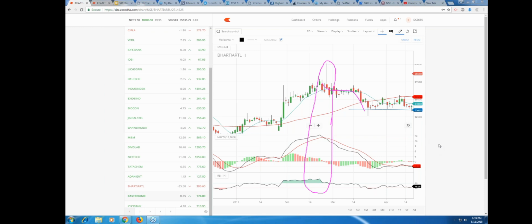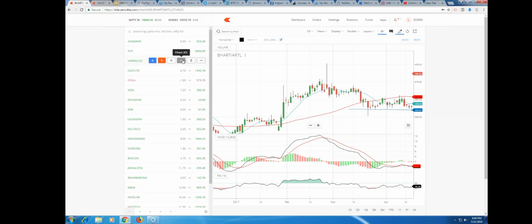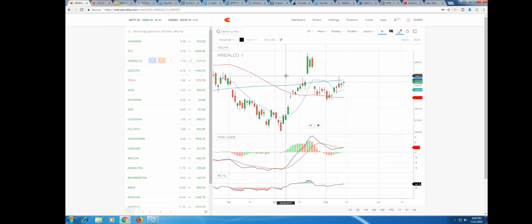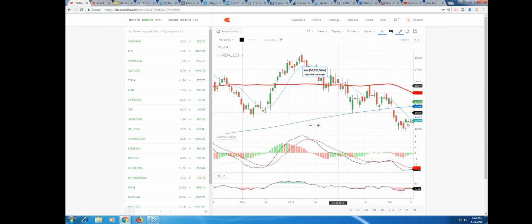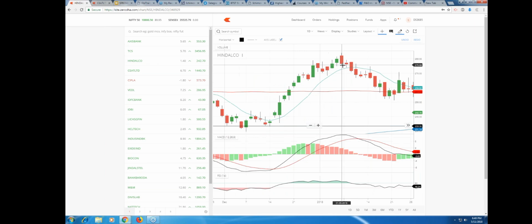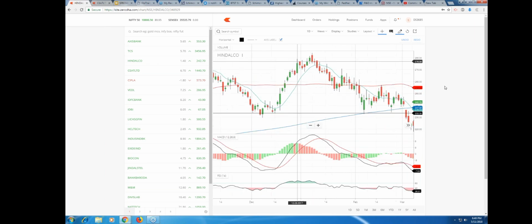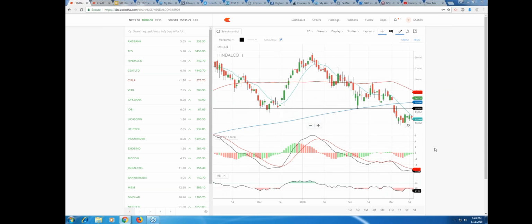I'll show you many other places and many other trades. One I remember is in Hindalco. Very beautiful trade. You will be able to see clearly. See here, this is bearish engulfing pattern, MACD crossover, RSI crossover, and this gives you a beautiful trade from the top, right? Here, right? Bearish engulfing, MACD crossover, RSI crossover, and you get a beautiful trade.